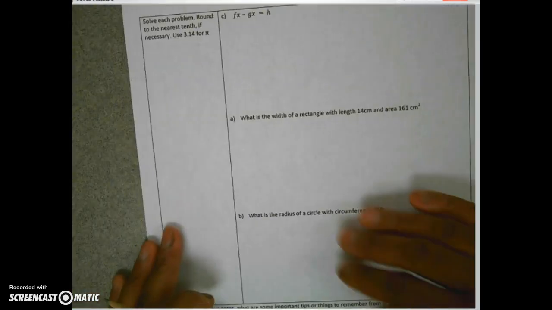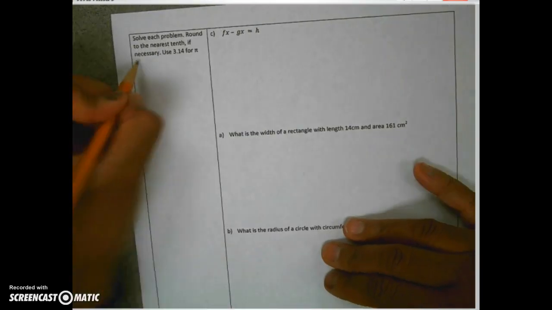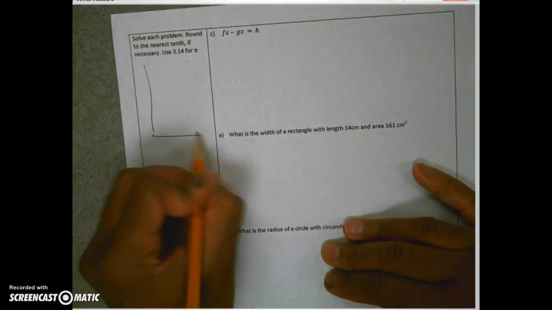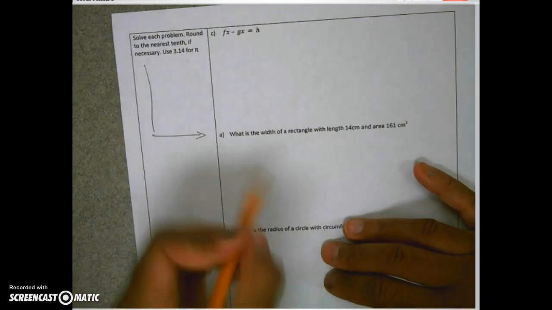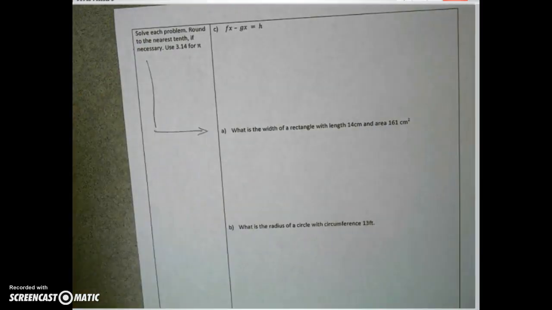Alright, we have one more example. If you can change to the next page. These directions go down here. Make that diagram for me. My bad. For these, we are again trying to get the x by itself.